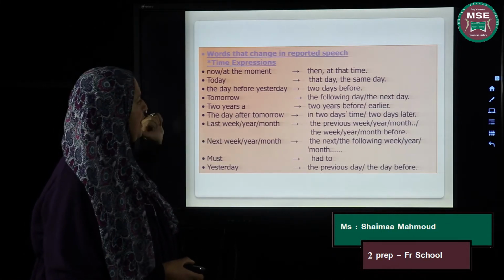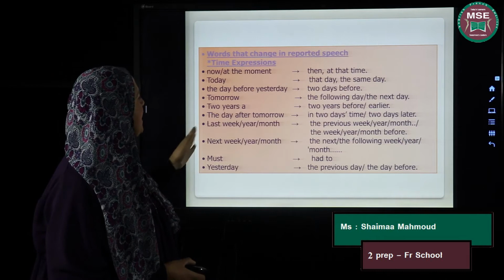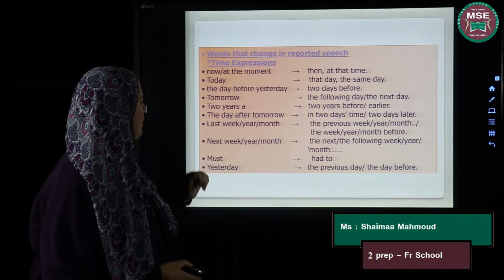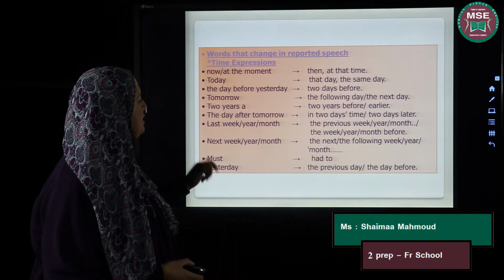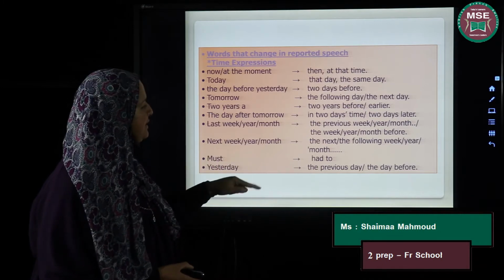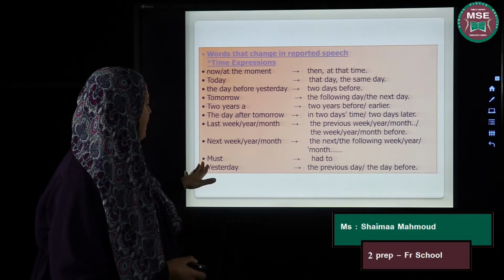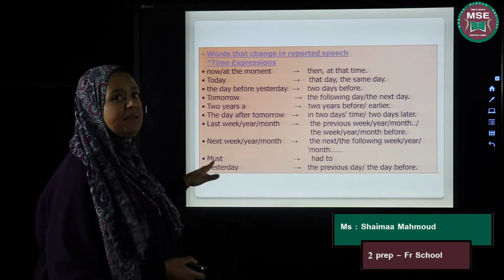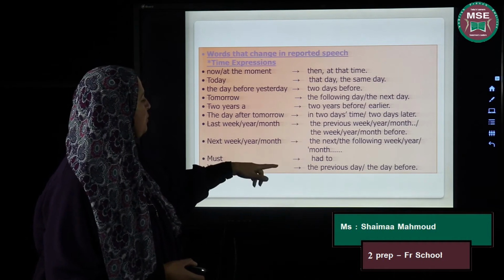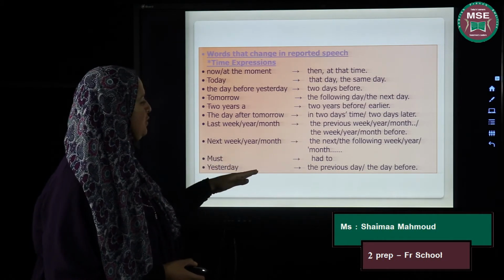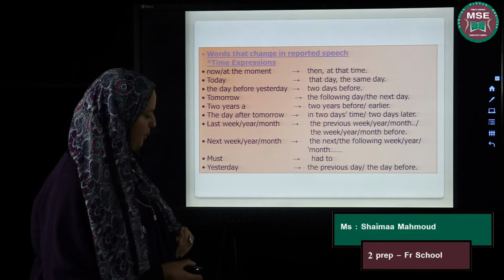Two years ago, two years before. Last week, the previous week, and the same with last year or last month. Next week or next year or next month would be the following week, the next year, and so on. If I have the auxiliary verb must, it has to be changed into had to. Yesterday is changed into the previous day or the day before.